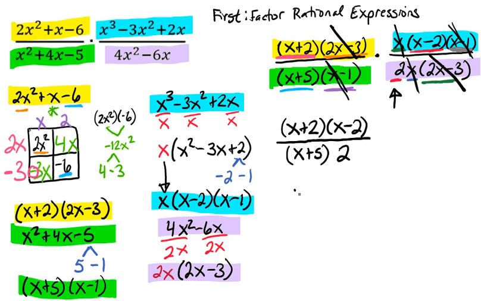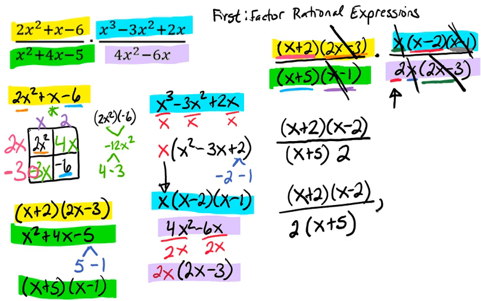So now we're going to rewrite this as x plus 2 times x minus 2 over 2 times x plus 5. But we also need to know what are all the things that x is not allowed to be. So we need to go back to our denominators and see what we crossed off. We crossed off an x minus 1, so we'll set that equal to 0. We also crossed off a plain x, so we're going to have to set that equal to 0. And we also crossed off a 2x minus 3, so we need to set that equal to 0 as well. Because remember, these are going to be the values that would make our denominators 0, which would make them undefined.